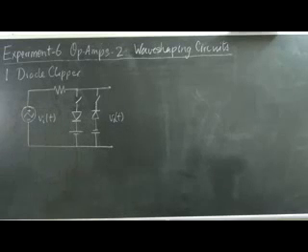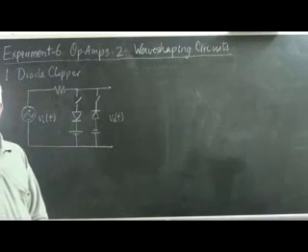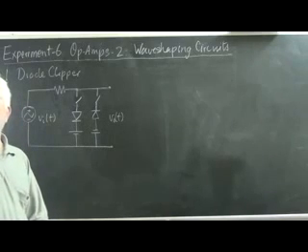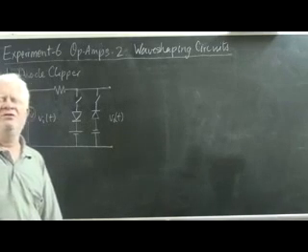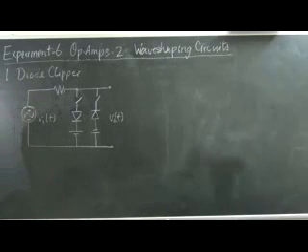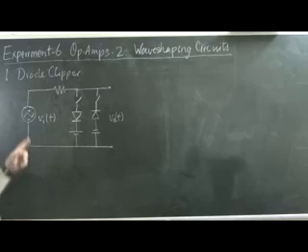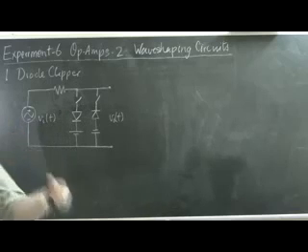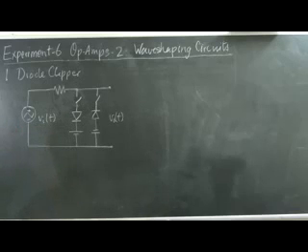So experiment 6 consists of circuits that are intended to modify the shape of signals. The first member of this family of different circuits that we will consider consists of the diode clipper. Let's see what this does and how it does what it does.